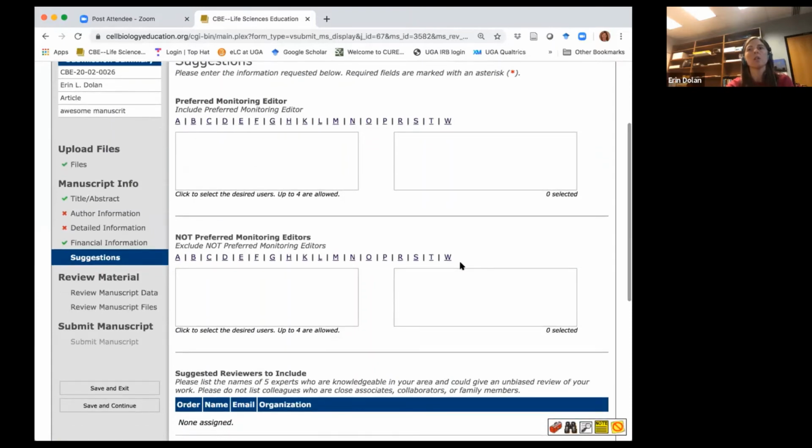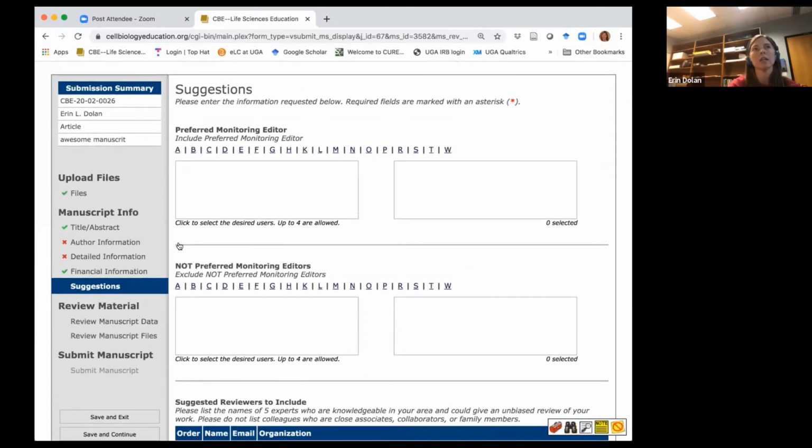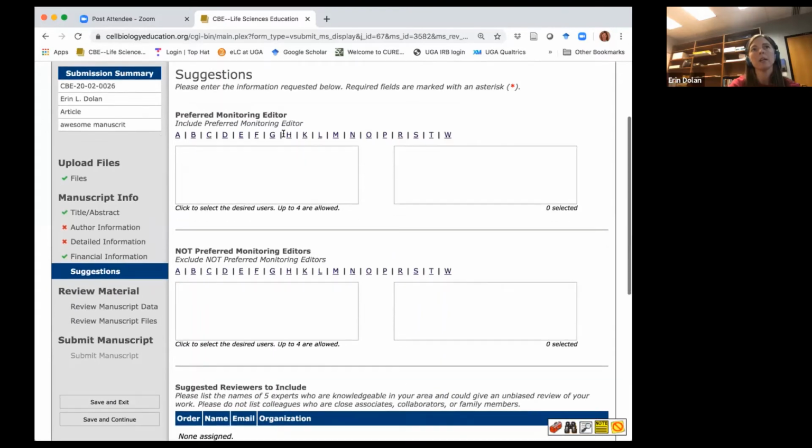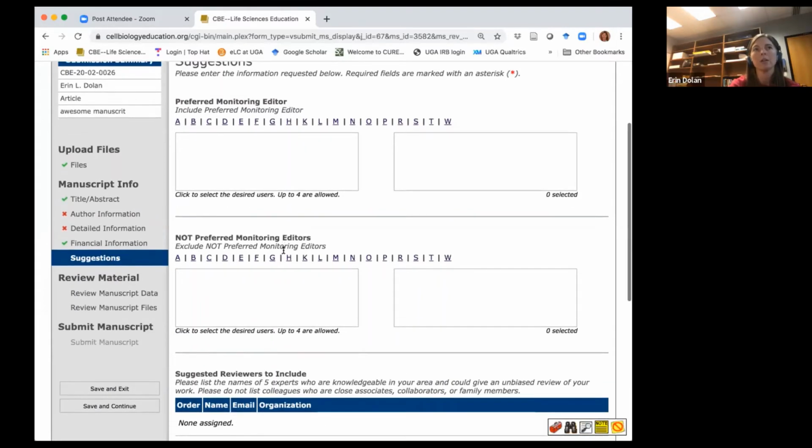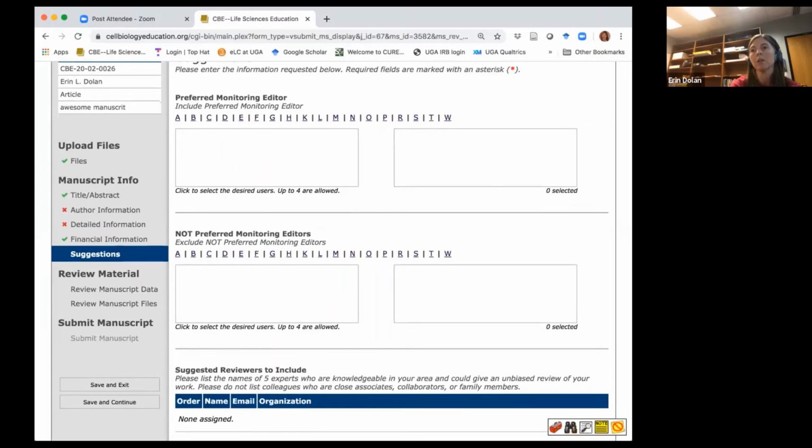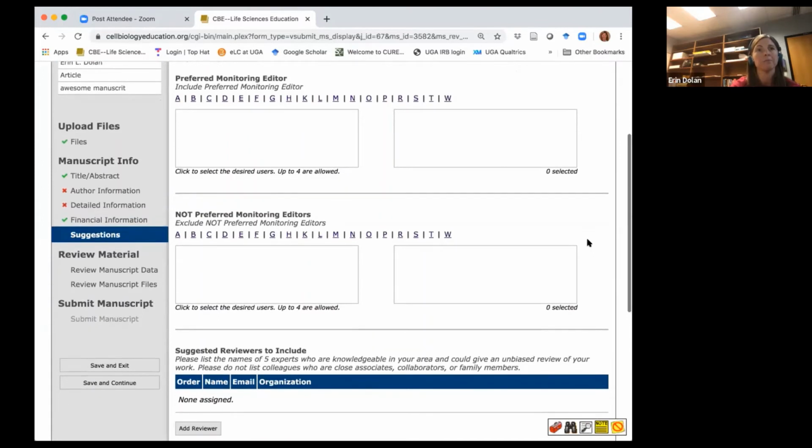This is the place where you can indicate under suggestions, either preferred monitoring editors or not preferred monitoring editors for people you, for example, don't want to serve as monitors. We have a question from the audience about what the publication fee is, the article fee. The article fee is $1,900. Which is on par with other open access journals. And that's the amount we need basically to recover the costs associated with the whole process of publishing and review.